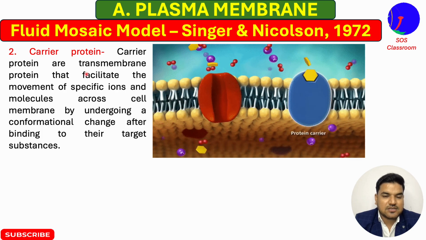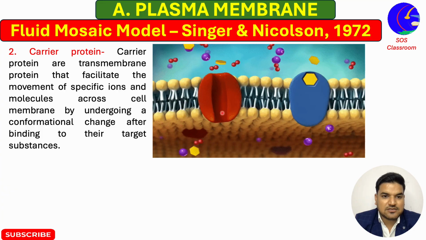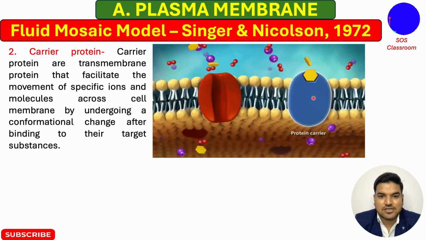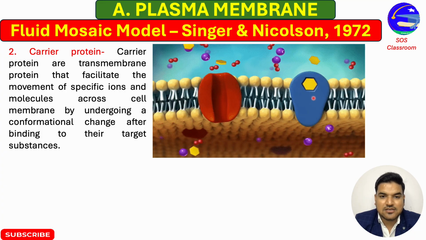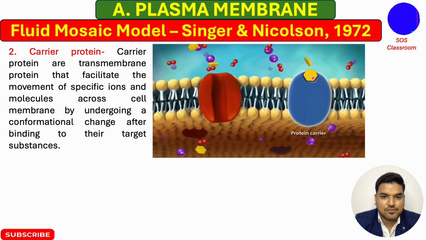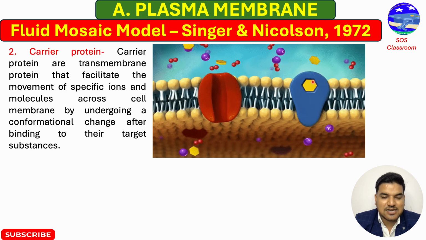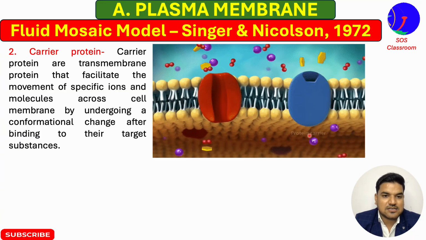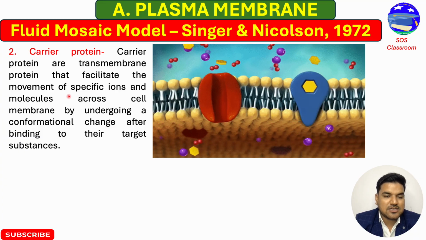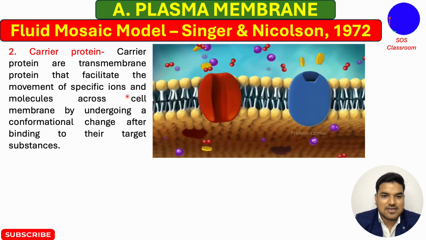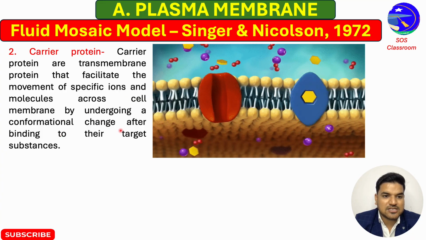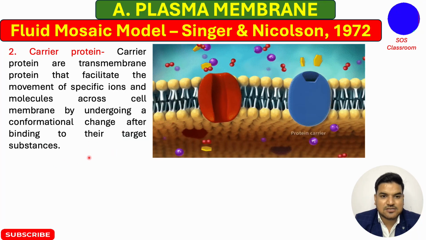Next is the carrier protein. You can see this is the tunnel protein or channel protein, and this is the carrier protein. In the carrier protein, there is no channel, there is no tunnel. Firstly, molecules attach and the protein changes in structure and transfers the molecules inside the cells. So this is the carrier protein. Carrier proteins are transmembrane proteins that facilitate the movement of specific ions and molecules across the cell membrane by undergoing conformational changes after binding to their target substances.